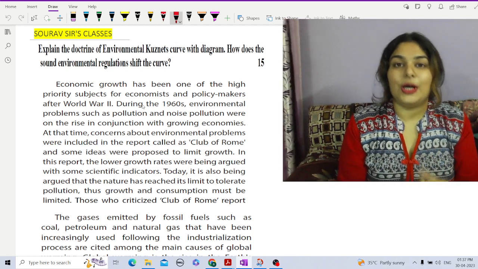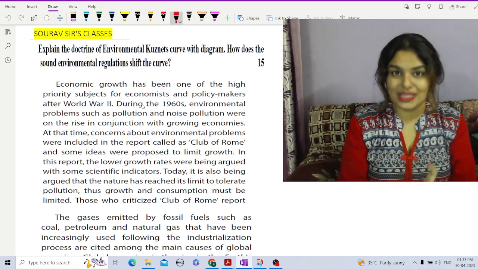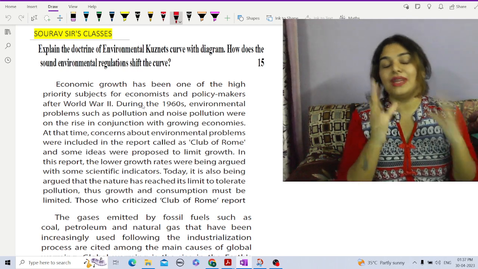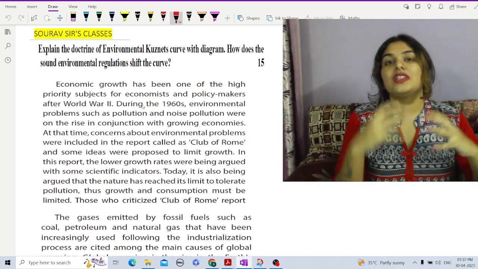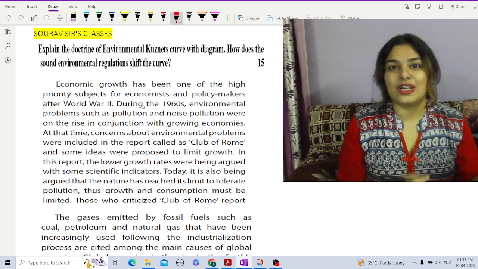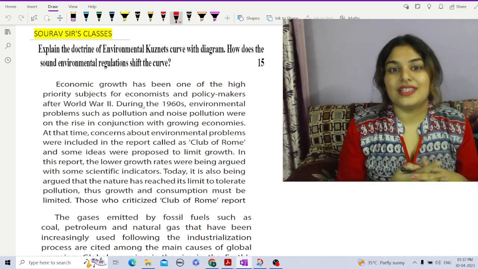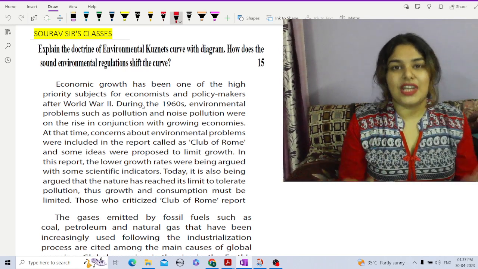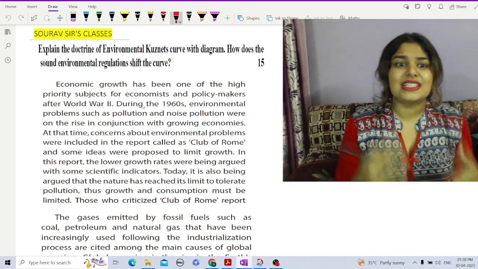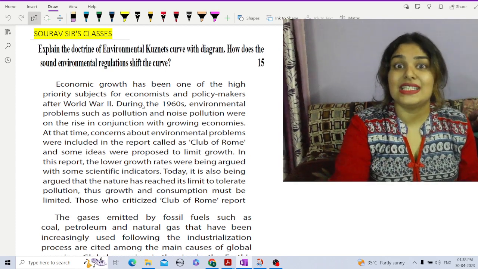So basically, economic growth has been one of the high priority subjects of economists and policymakers after World War II, especially because around the 1960s there was this problem of pollution. Whether it is air pollution due to the increase in manufacturing sector and industrialization, or noise pollution, etc., as a part of the growing economies, right? So this idea was given by Kuznets in 1995, okay?